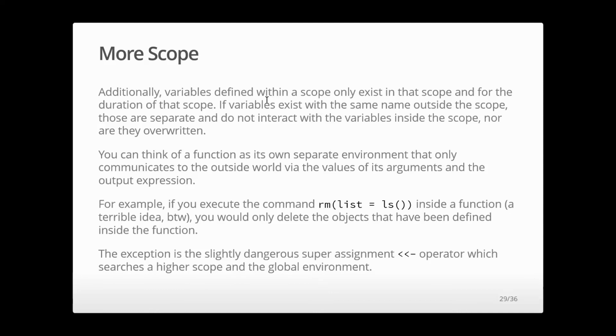For example, and this is a terrible idea, if you execute the code rm(list = ls()), which is normally what we do to delete everything in our workspace, inside a function, you would only delete the objects that have been defined inside the function. It wouldn't touch anything in the outside world. We have the super assignment, which I asked you to look up in your homework, and that is the one that searches a higher scope, and eventually the global environment if it doesn't find it in that higher scope.